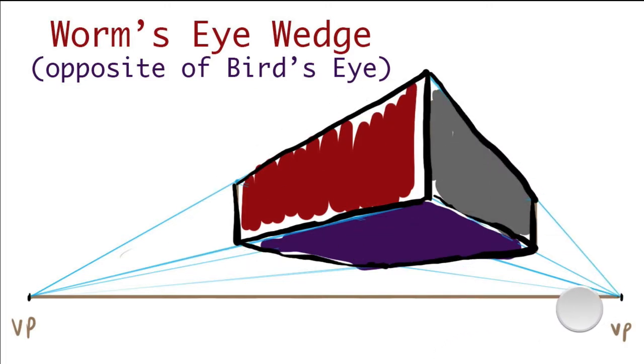And our horizon line here is below everything associated with our construction, so we know that we are looking up at it. We're looking from this point below and we're looking up, which means we have the worm's eye view and we can see the bottom of our box.